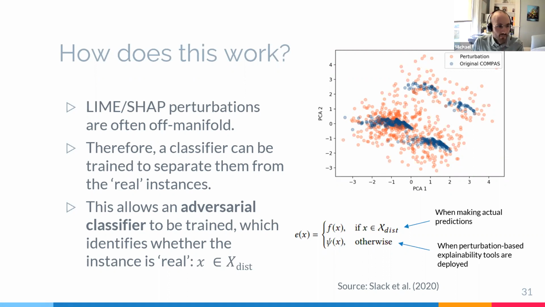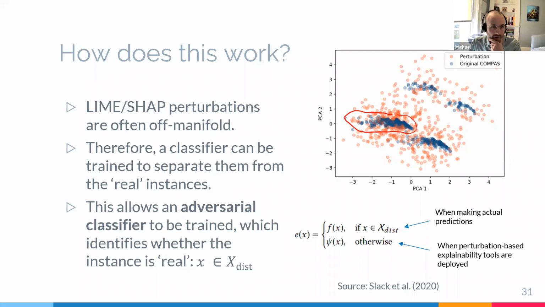And my understanding of the manifold, which isn't hugely formal, is that it's basically the grouping of the inputs. We can see here it's that same COMPAS dataset, but reduced to two dimensions via PCA. We can quite easily separate the original data from the perturbations, due to those perturbations being off the manifold.